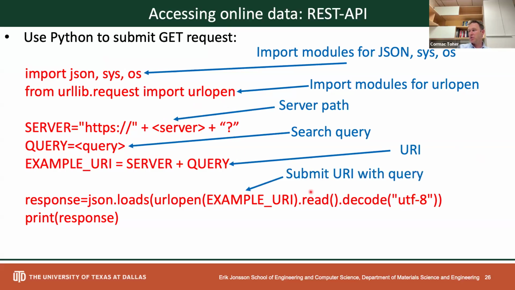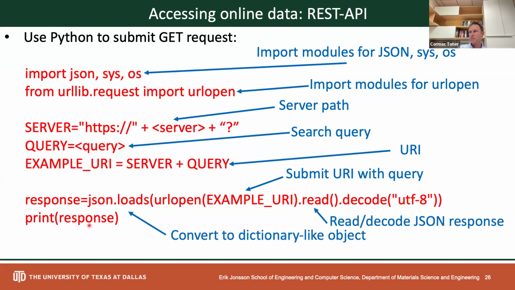So this is where we submit the URI with the query. We have our response, so JSON.loads. This JSON.loads is going to take whatever is returned here and convert it into a Python dictionary. Then we have our URL open. We submit the URL to the website that we're looking to, the particular database server that we want to contact. We're going to read whatever's sent back, and we're going to decode it using this UTF-8 decoding. Then at the end, we're going to print out our response.